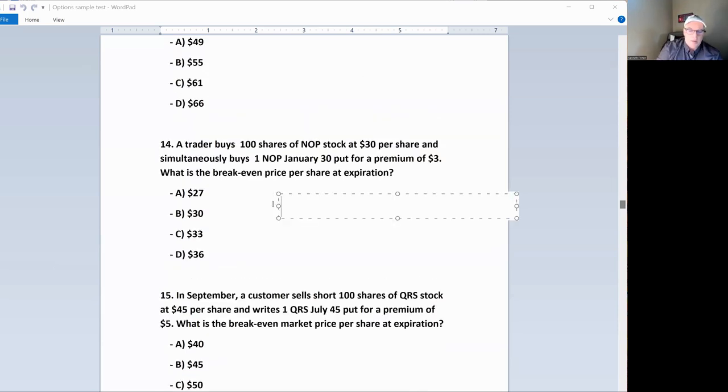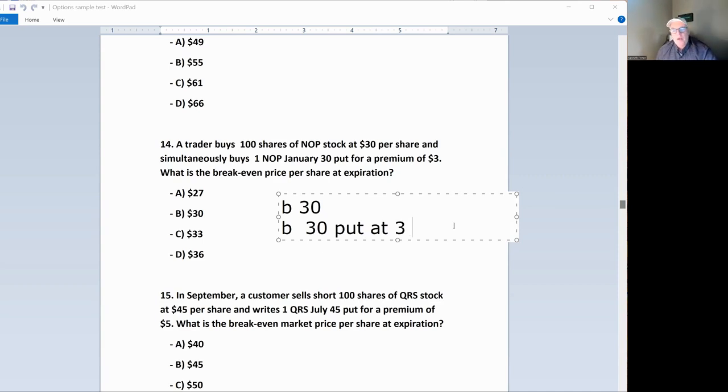Okay. Buy shares at 30. Buy a 30 put at 3. It's 2 buys, so I'm going to add. 33 is my break even. This is easy stuff. Don't wait for the shoe to drop. Boom. And I'm bullish. Boom, boom, boom.